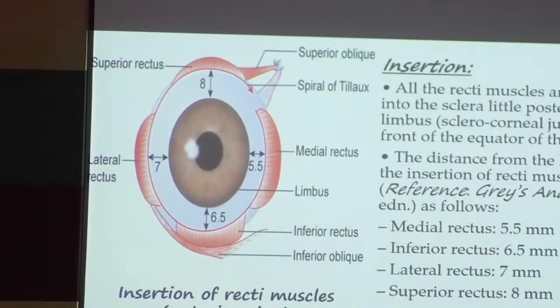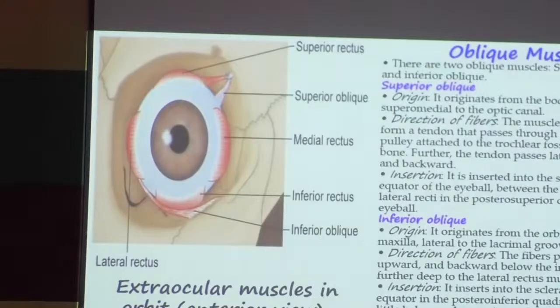Medial rectus is 5.5 millimeters away from the limbus. See here, this is medial rectus 5.5. Then it is rotating clockwise. Inferior rectus is 6.5, lateral rectus is 7, superior rectus is 8. Okay, 5.5 medial, then inferior 6.5, lateral 7, superior 8. Clockwise it is rotating. Okay, the distances. Distances are actually important for your MCQs.